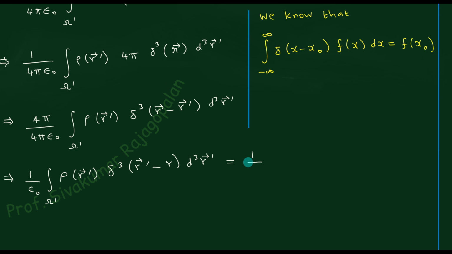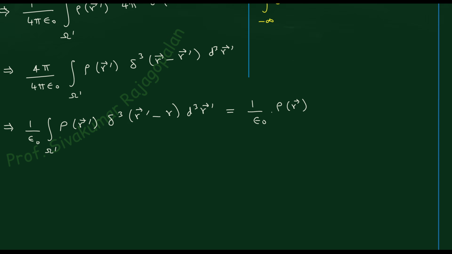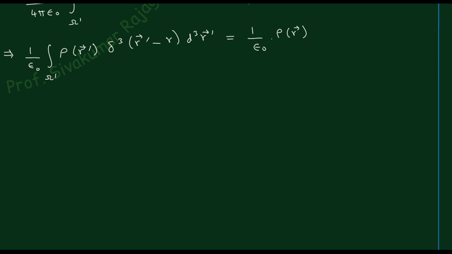Let me write down this 1 over epsilon 0, and you know how to simplify. You get rho of r, and that's all. There is nothing else there. You get rho of r. So the explanation is now clear. You are comparing with the standard result in yellow color and then writing down the answer. And we got the answer now.